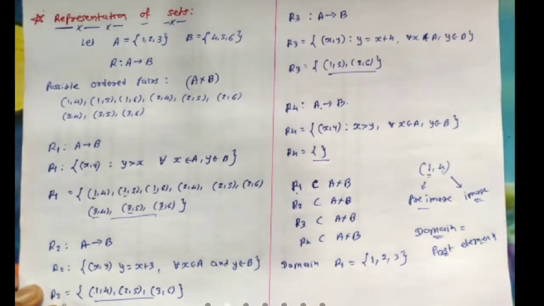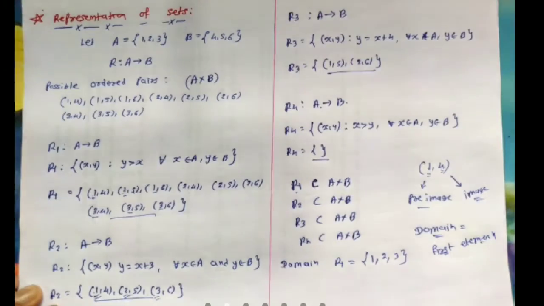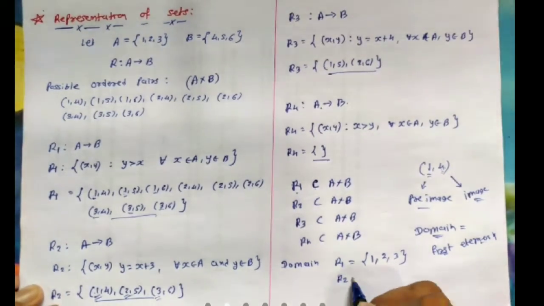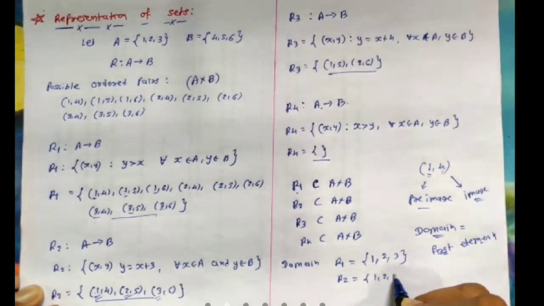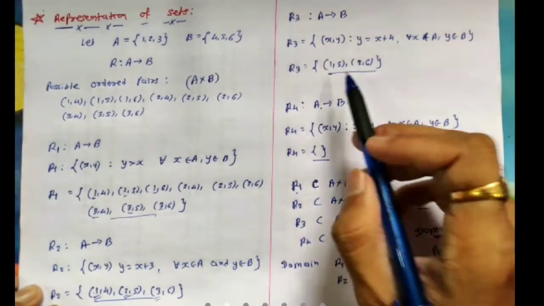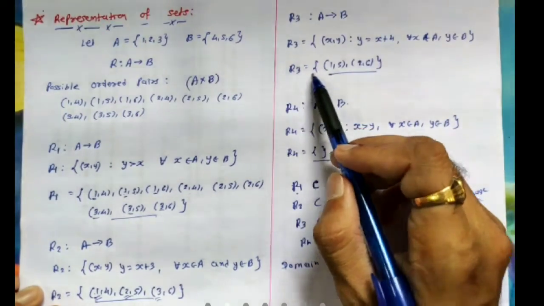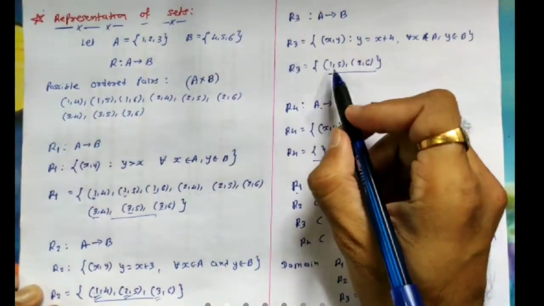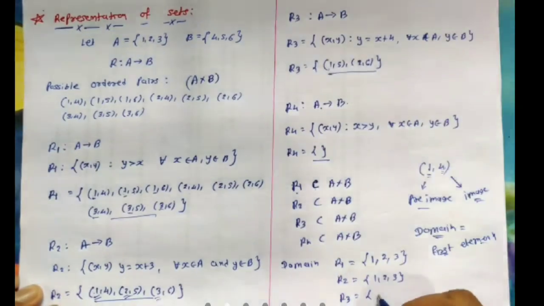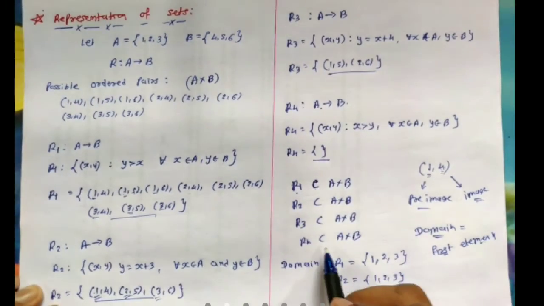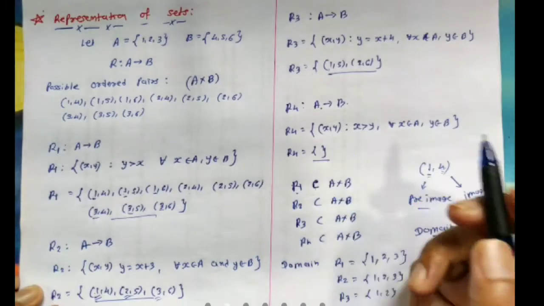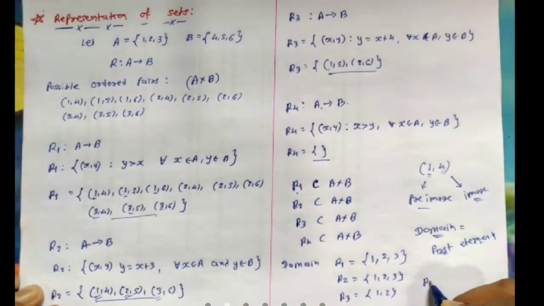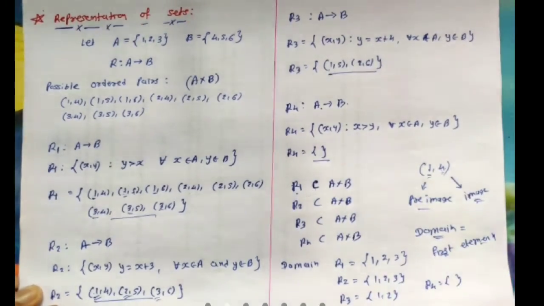Similarly, you can also define the domain of relation R2. So what is the domain of relation R2? It's the set of first elements. So the first elements are 1, 2, and 3. Therefore, the domain of relation R2 is nothing but 1, 2, 3. Clear, students? Similarly, the domain of relation R3 is 1, 2. For relation R3, if you want to find the domain, you have to write the set of first elements of the ordered pairs. That is 1 and 2. So your answer is 1 and 2. And for this relation R4, no ordered pair is there. So the domain is the null set. Clear? So this is the definition of domain.